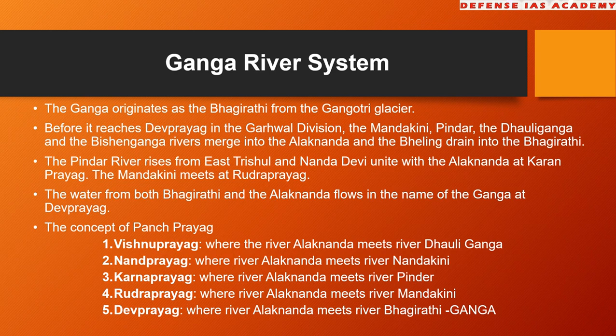So next is the Ganga river system. The Ganga river system originates as the Bhagirathi from the Gangotri glacier. It originates from the glacier, so it is a peninsular river system. Before it reaches the Devprayag in the Garhwal division, the Mandakini, the Pindar, the Dauli Ganga, and the Bishen Ganga rivers merge into the Alaknanda, and the Bailing drain into the Bhagirathi.